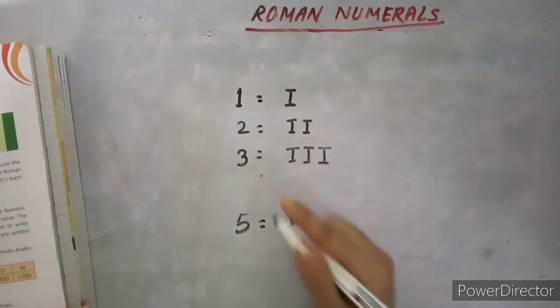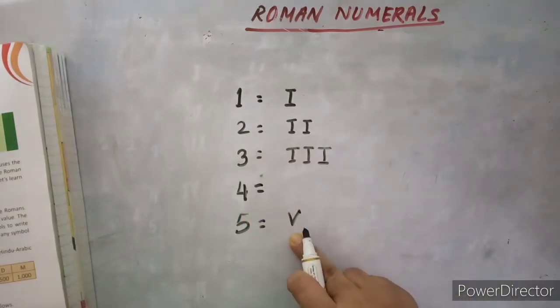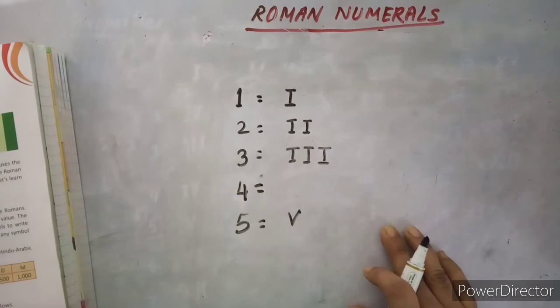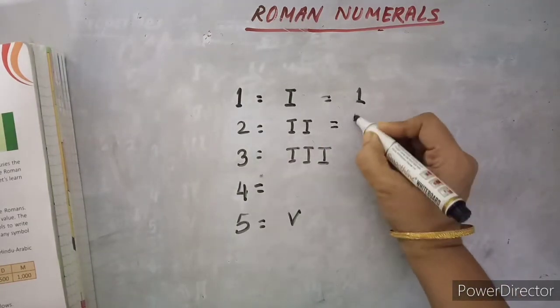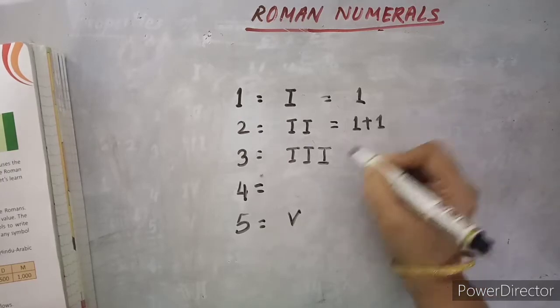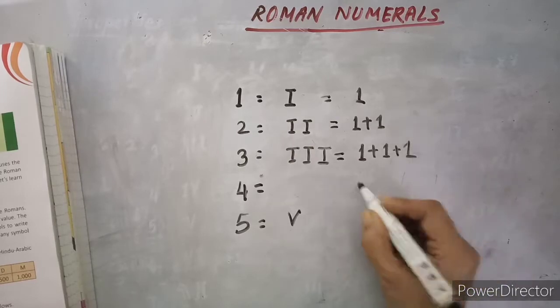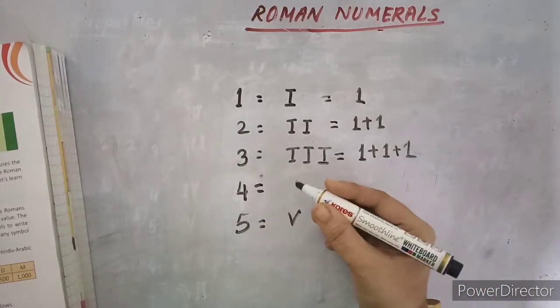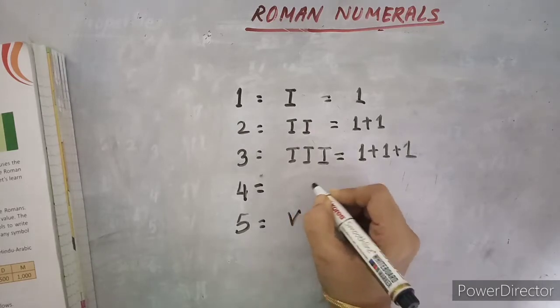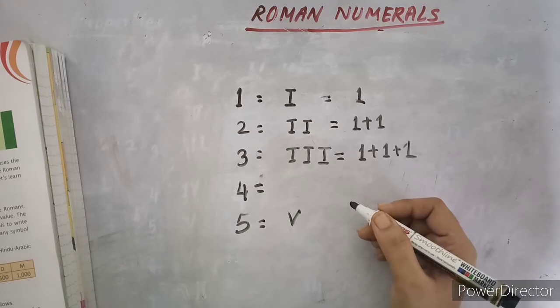Okay, and now 4. What is 4? 4 is nothing but it is 1 less than 5. Okay, so here what you were doing? 2 was nothing but 1 plus 1, so I plus I. Then 3 was 1 plus 1 plus 1, so it was 3 I's. Okay, now what about your 4? 4 is nothing but 1 plus 1 plus 1 plus 1, but you cannot put I over there.